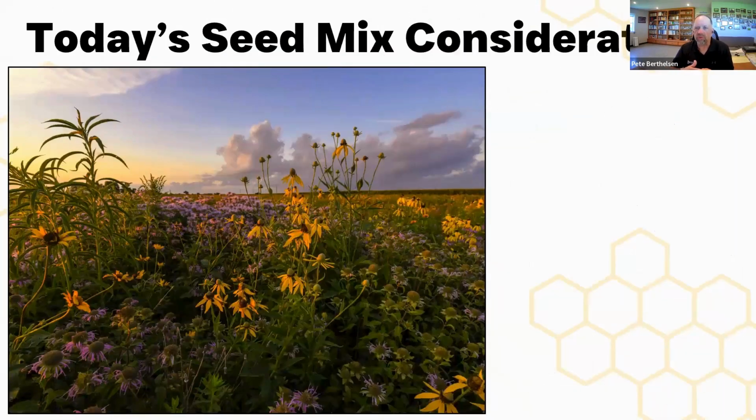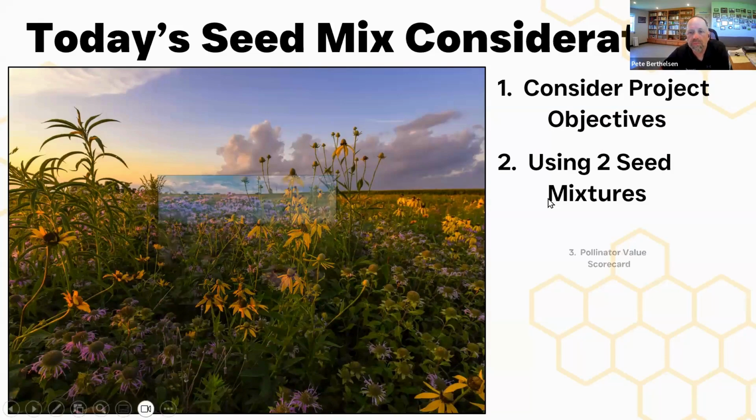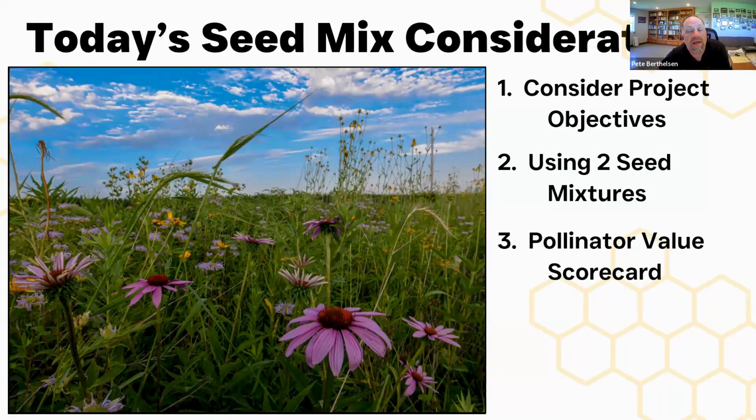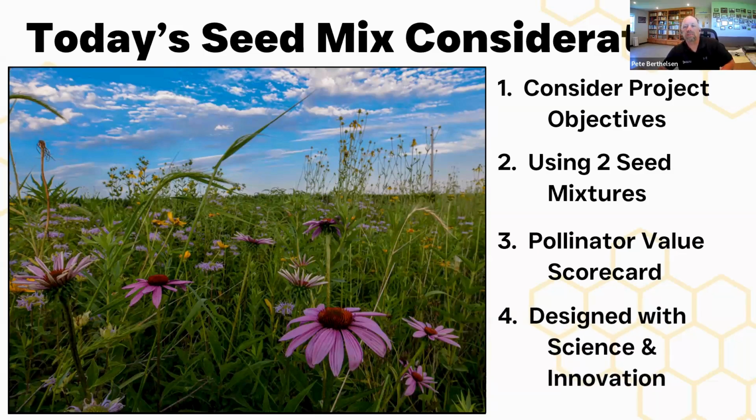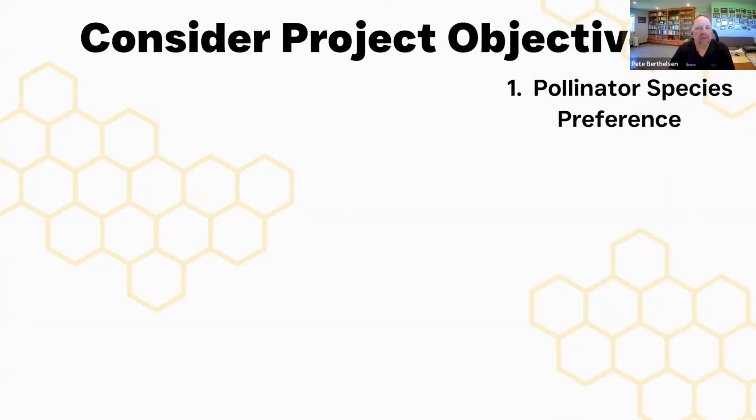Okay, so there's 4 things about seed mixture design that I'm going to talk about today. I'm going to give you all 4, and then we'll go into each one in a little more detail. The first one is considering what your project objectives are. This starts before a single thing happens on the ground in your project. The second is using a 2 seed mixture approach. The third one is we'll talk about a pollinator value scorecard. And the fourth one is how these seed mixtures are designed with science and innovation, our NextGen conservation seed program approach.